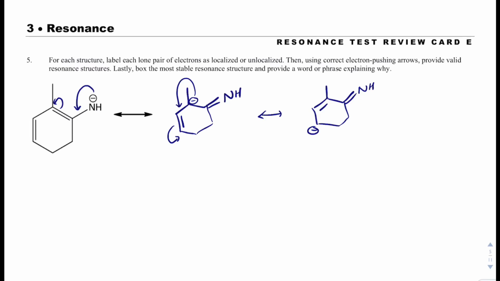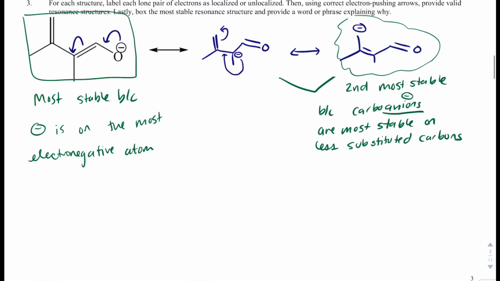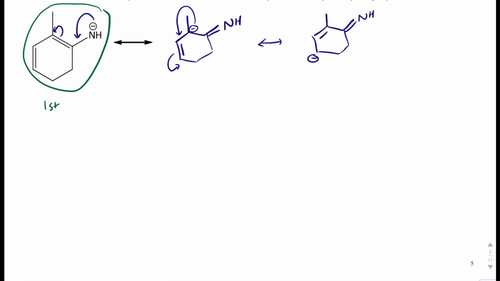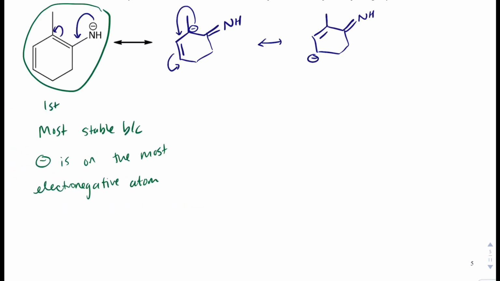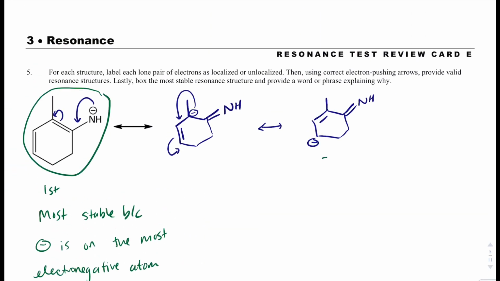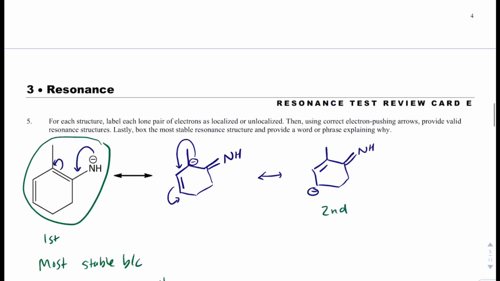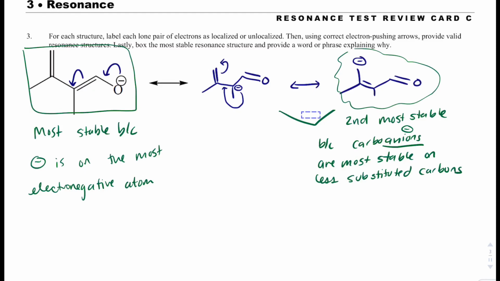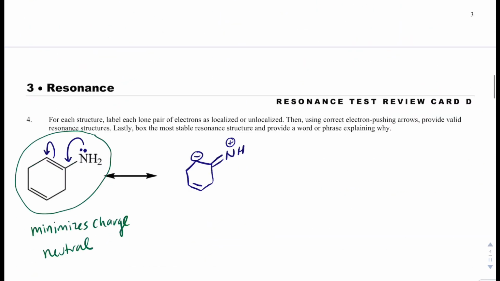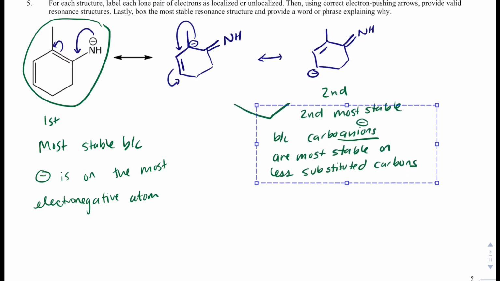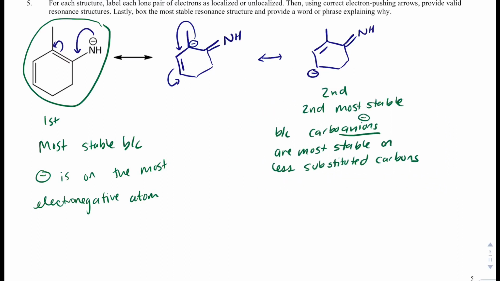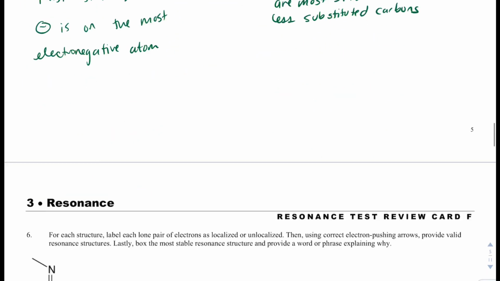I would argue that this one is first for the exact same reason that we see up here. I'm just going to copy and paste it. This is most stable because the negative charge is on the most electronegative atom. This guy over here would be second. It's a carbanion, so I can go up here and say a similar type of thing. Carbanions are more stable on less substituted carbons. Okay, so notice that there are just a few things you've got to memorize, and then you can, in your mind at least, copy and paste them.